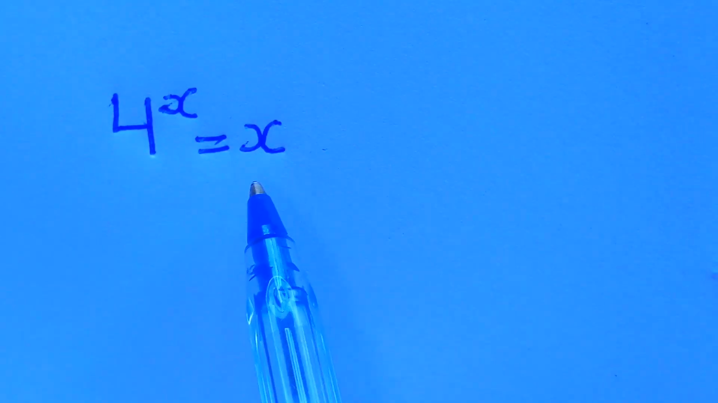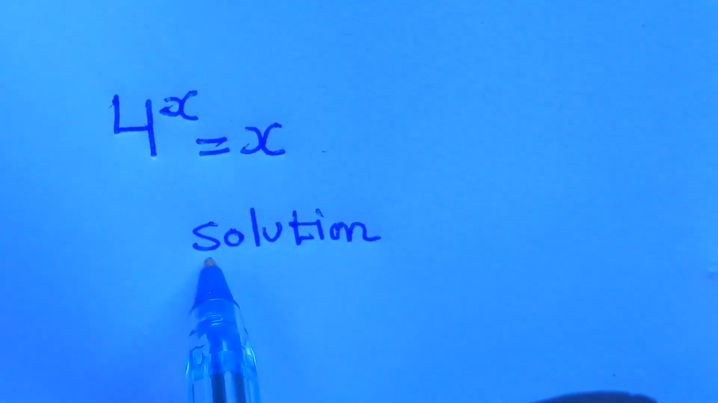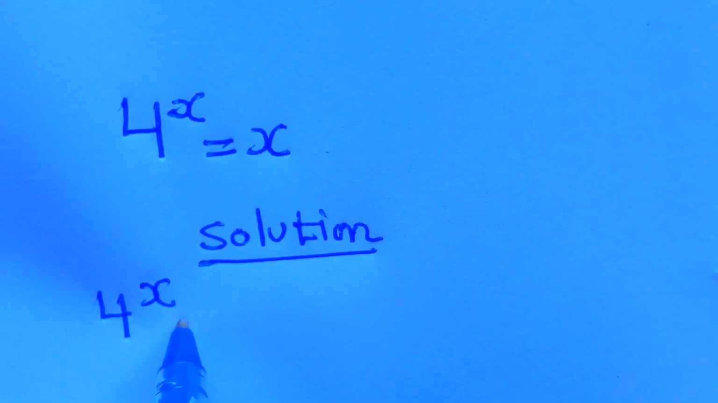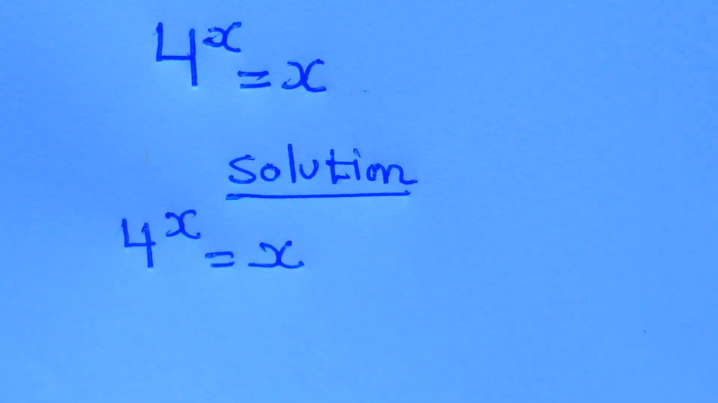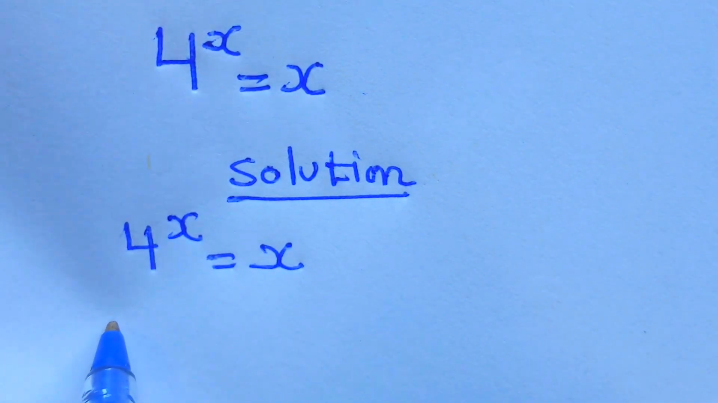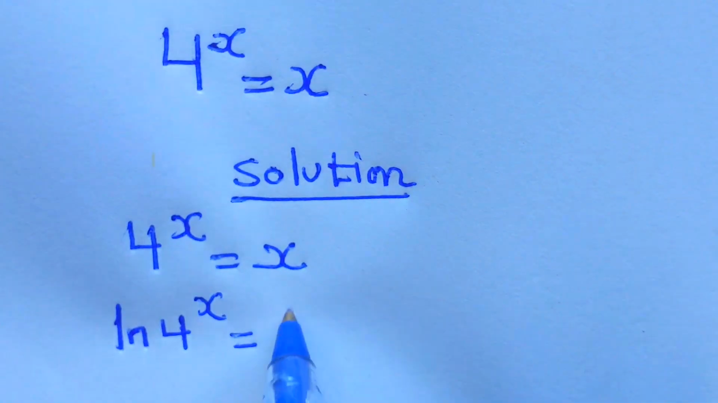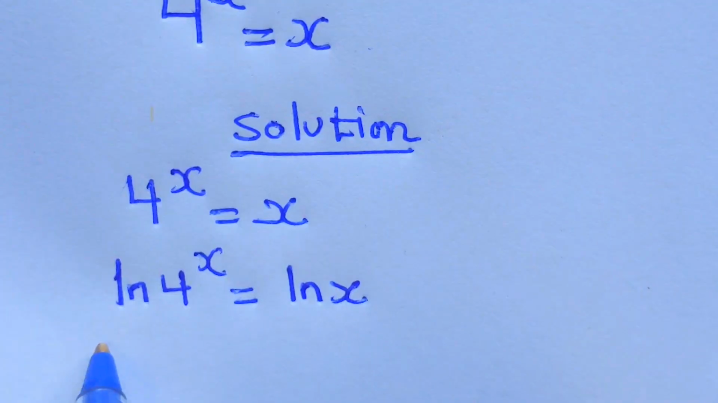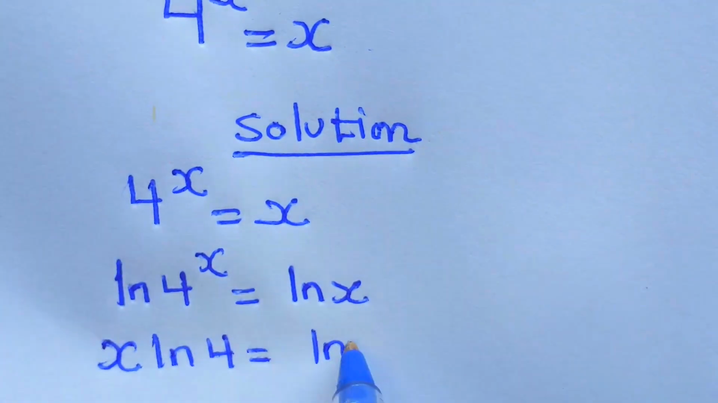Today we are given a nice exponential equation, 4 power x equals x, and we are supposed to find the value of x. Let's provide a solution very quickly. First, we copy 4 power x equals x. Now we apply natural logarithm: ln of 4 power x equals ln x. So here we have x ln 4 equals ln x.